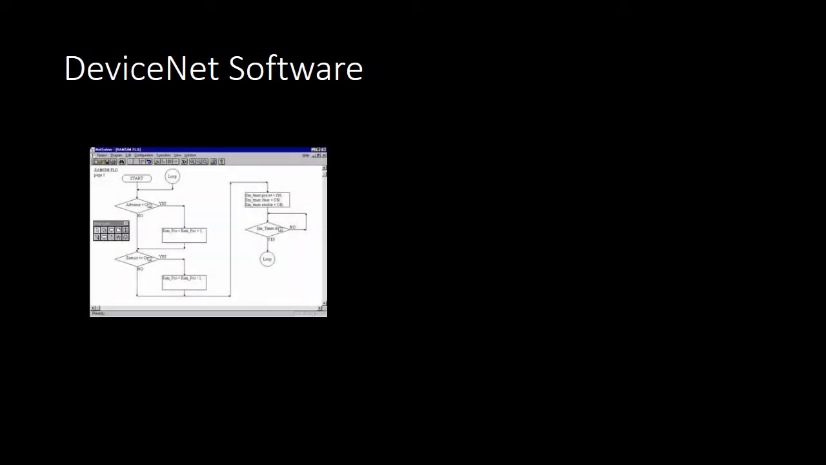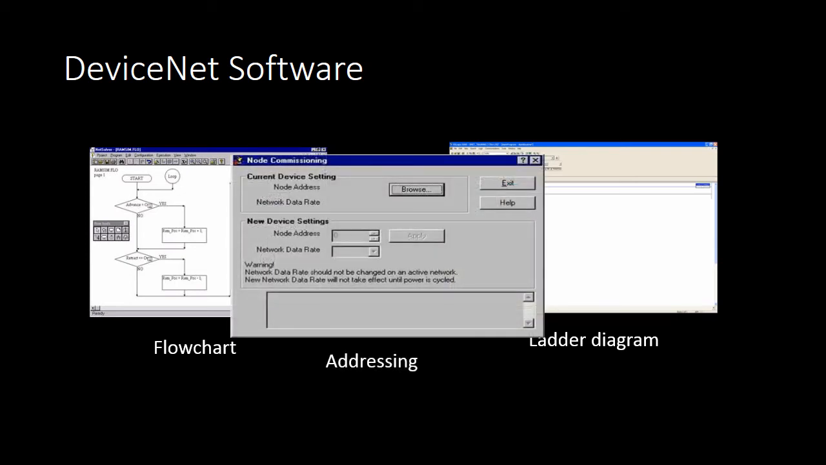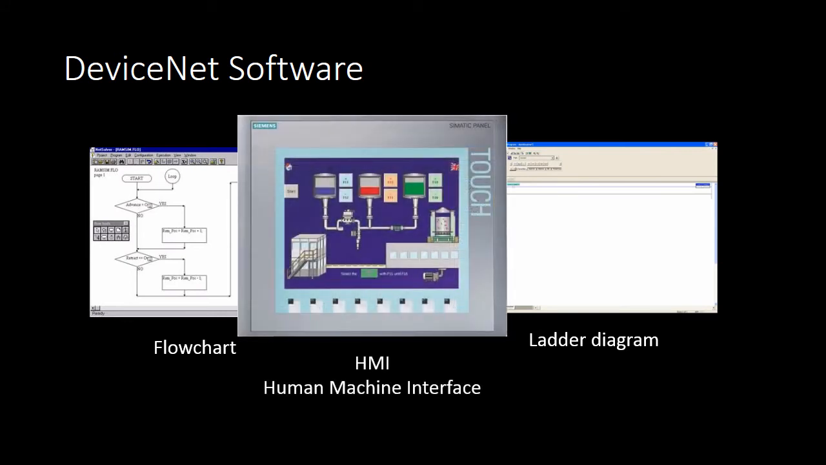The software that organises and controls the network may be a Windows-based program and could use a flowchart code, ladder logic, or any other control language. This configuration software is required to assign each component an address. Software can be used to display the system on a screen where the system can be monitored and changes can be made. This is called an HMI, or human-machine interface.